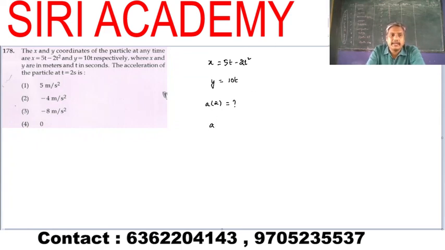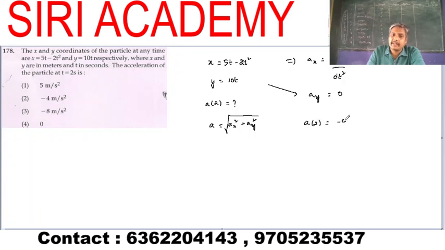a is given by square root of a x square plus a y square. So a x is equal to d square x by d t square, that is equal to minus 4, and a y is equal to 0. So the acceleration at 2 seconds is given by minus 4 i cap. So acceleration is equal to minus 4 meter per second square.